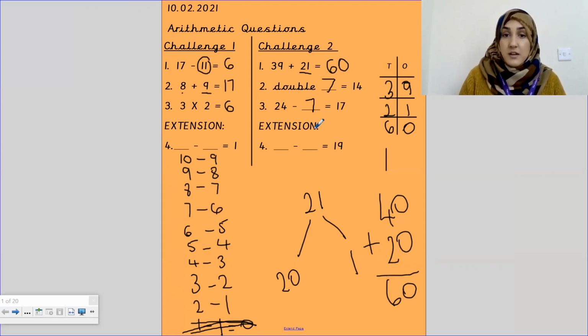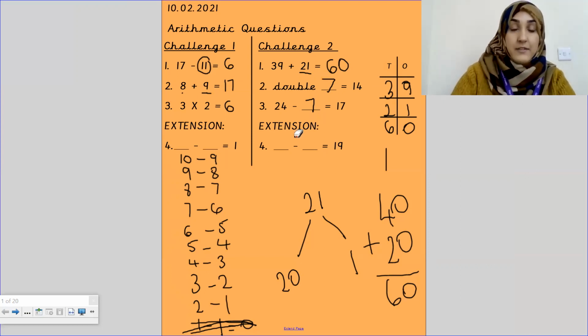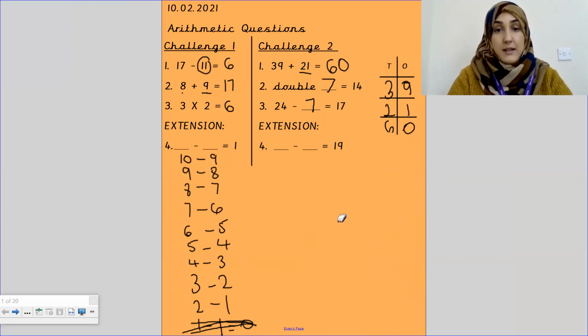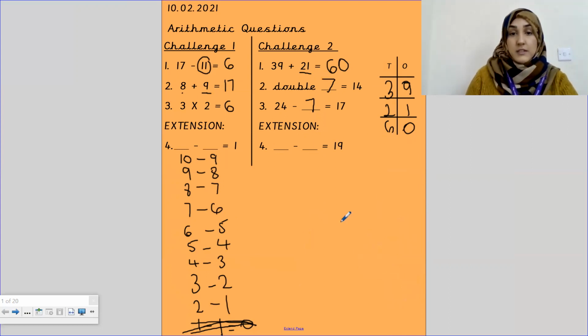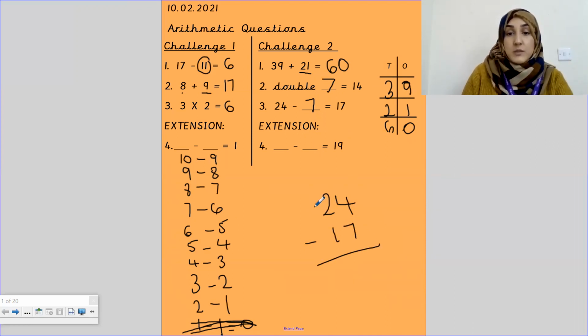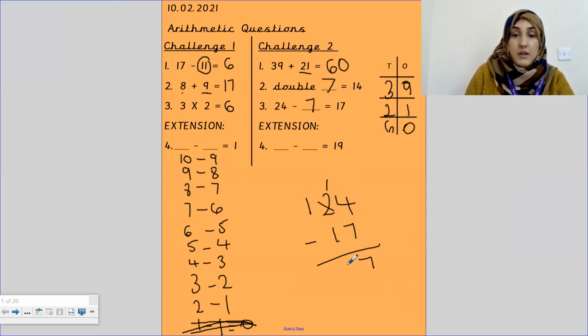Now, there is another way that you could also do this. You could do 24, and I don't have enough space now because I've been so good at explaining all of these questions to you. Okay. The other way that we could do this is we could use our column subtraction. So 24 take away 17. We can't do 4 take away 7 because 4 is a smaller number. So we exchange, that becomes 1 and that becomes 14. 14 take away 7 equals 7. 1 take away 1 equals 0. So the answer is 7.